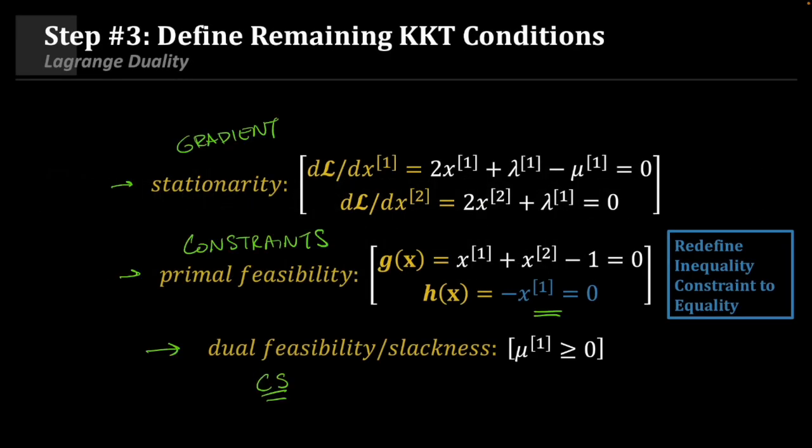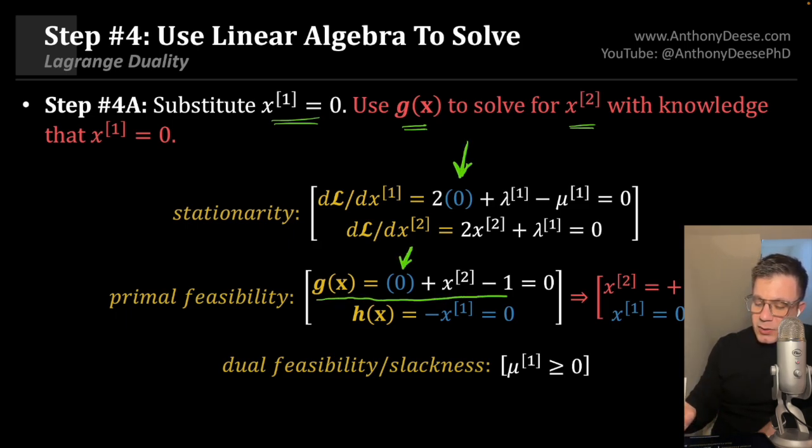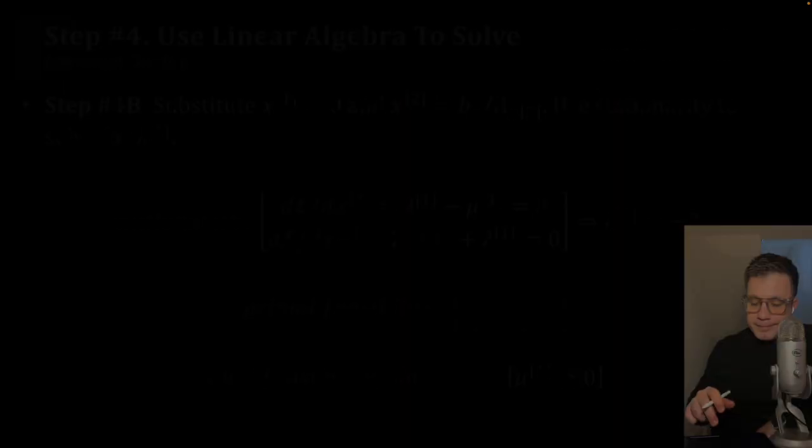And now, from this point forward, we're just going to use algebra to solve these expressions together. So we substituted in x1 equals 0 into this first gradient up here, and we can then use g of x in order to solve for x2. Sorry, we substituted in here as well as down here. So we actually are going to use this expression in order to solve for x2, because we have x2 minus 1 equals 0, and that's the same as x2 equals 1. So now we have values for both x1 and x2, which we can plug in up above.